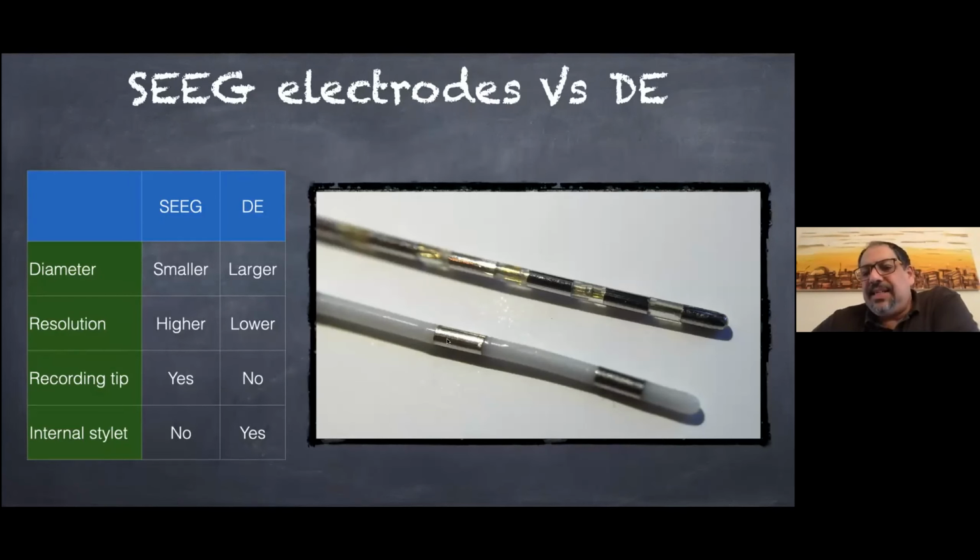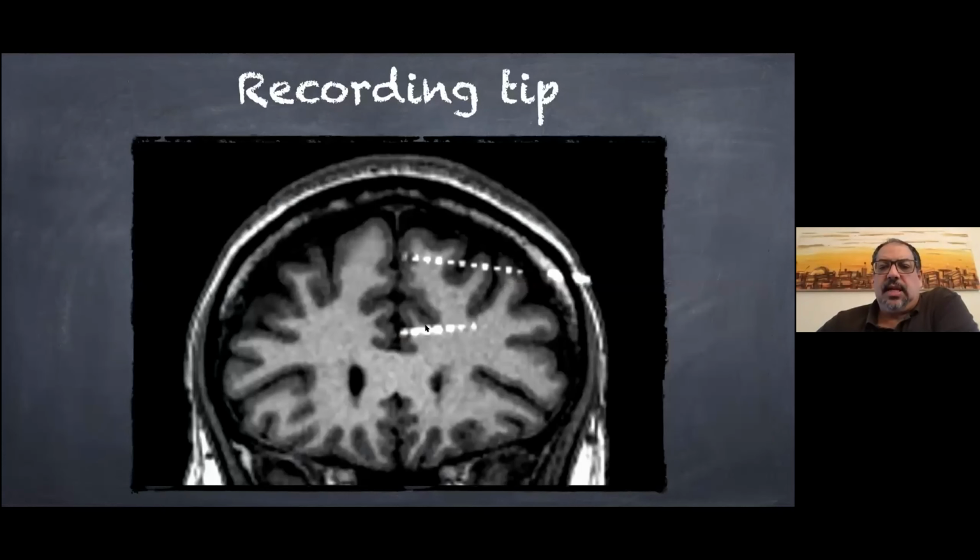This is a picture, courtesy of Dixie, depicting the difference between proper SEEG electrodes and the classical depth electrodes. You see that the SEEG electrodes have a smaller diameter, so are less traumatic. The spatial resolution for the recordings is higher. The tip is recording, so we have a recording lead on the tip of the probe, but the SEEG electrodes don't have a stylet inside, so we have to use the stylet before to avoid bending of the electrode intracerebral.